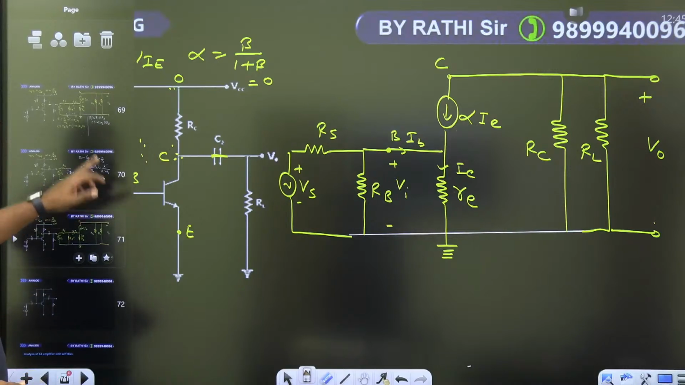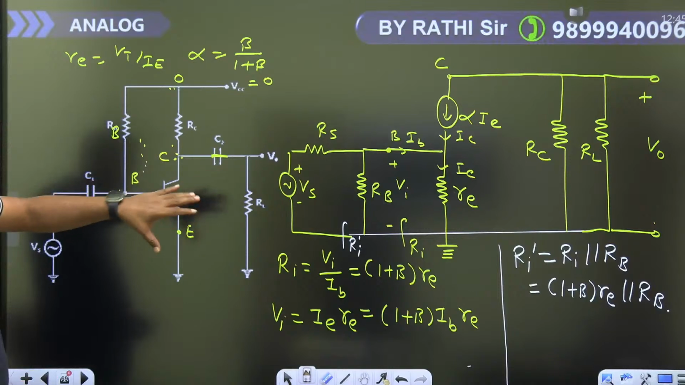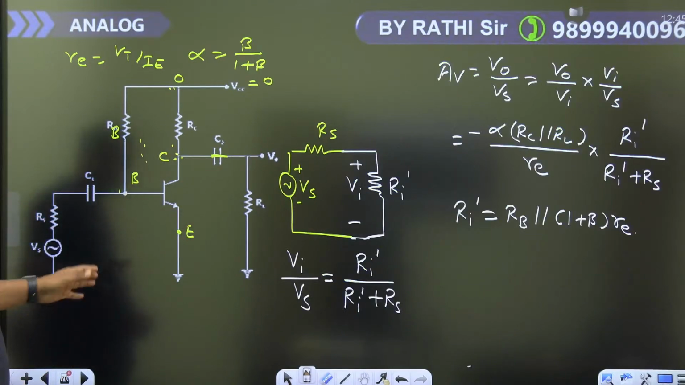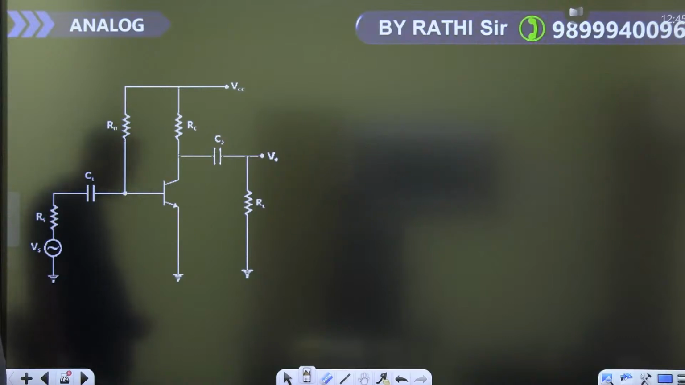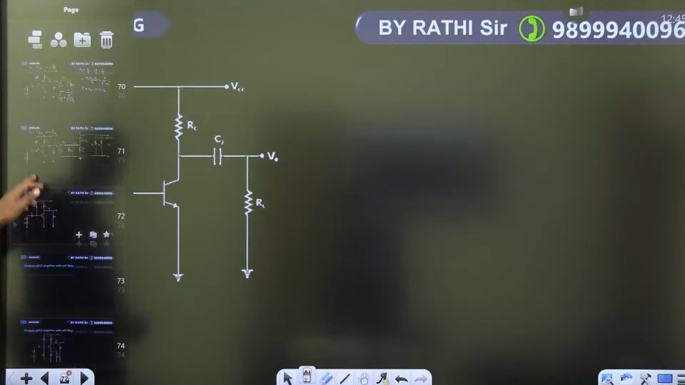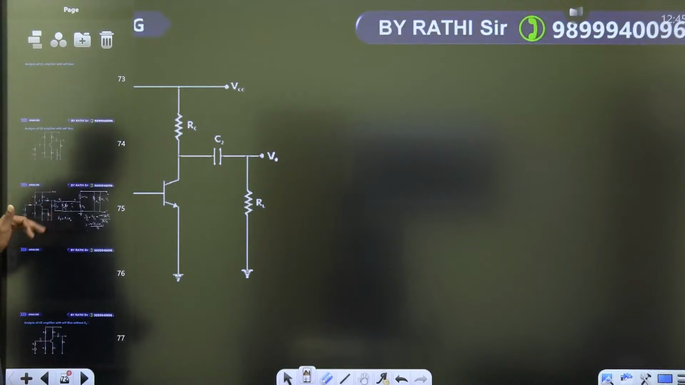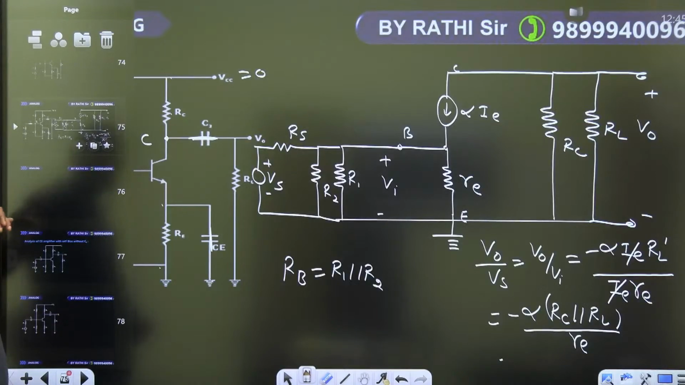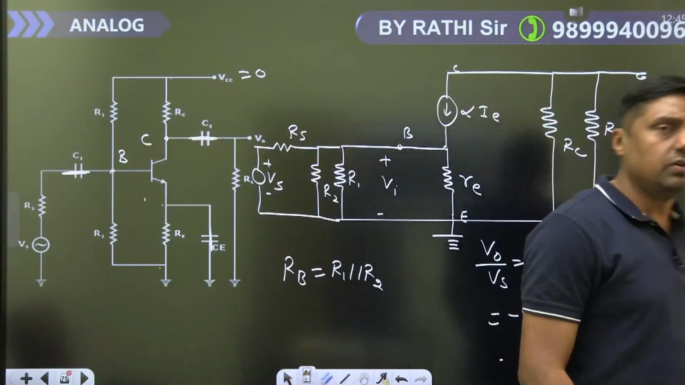If RS is given, then try to solve like this. Two questions done. So if the bypass resistor RE is connected, during AC analysis it is just like a fixed bias circuit. Okay, there is no difference. At the end, I will give you the shortcut.